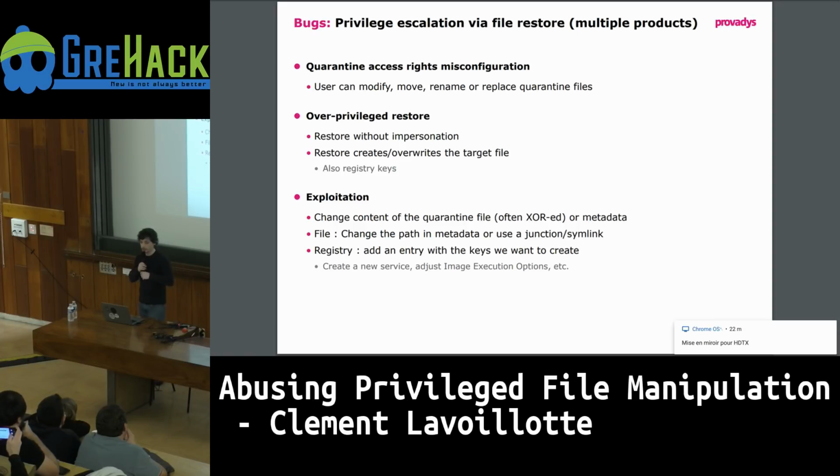Basically, for instance, you can directly change the content of the file in the quarantine. Usually there is some kind of XOR or stuff like that, but it's still quite easy to change. And you can also eventually change the metadata. So for instance, sometimes in the metadata you have the restore path, so you can directly choose the path and you don't have to create another junction. Or for instance, registry keys that will also get created along with the file.